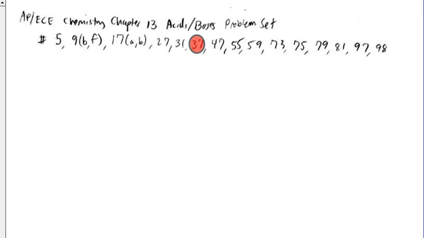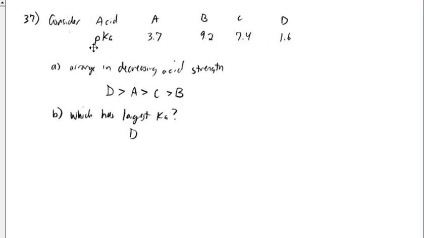Let's check out problem number 37. In problem number 37, you're asked to consider a couple of acids with given pKa values of 3.7, 9.2, 7.4, and 1.6, and you're asked to arrange them in terms of decreasing acid strength.